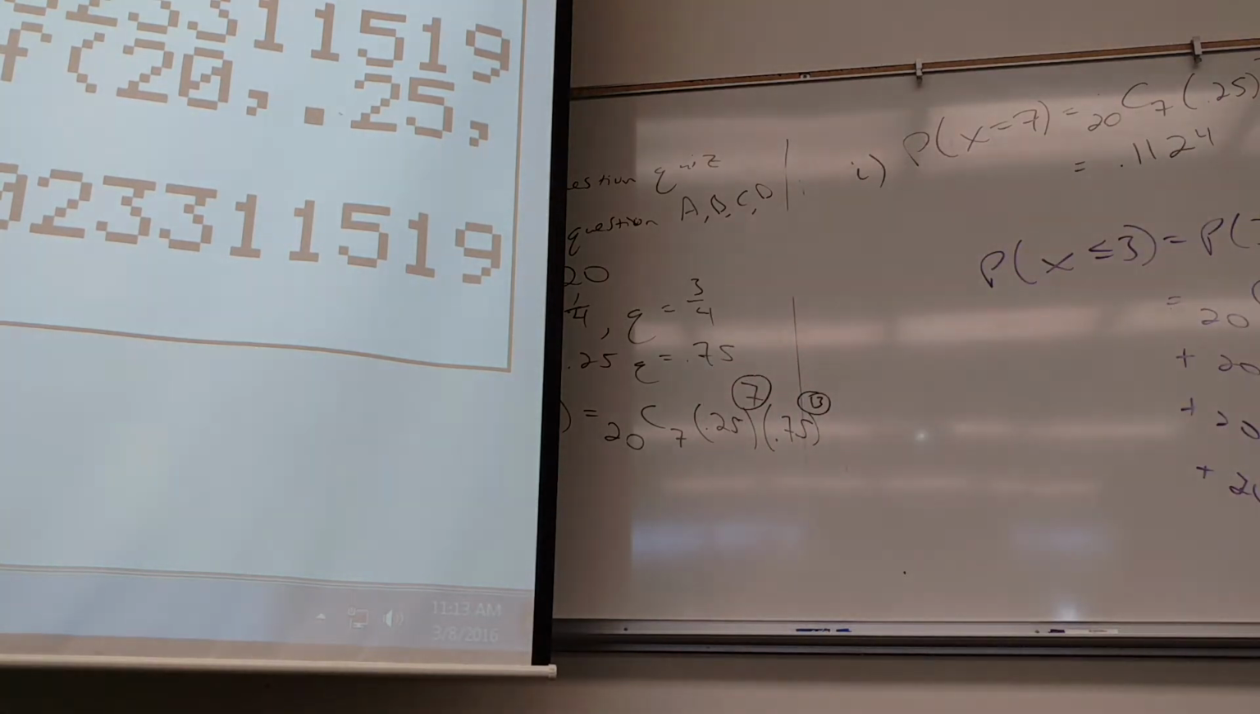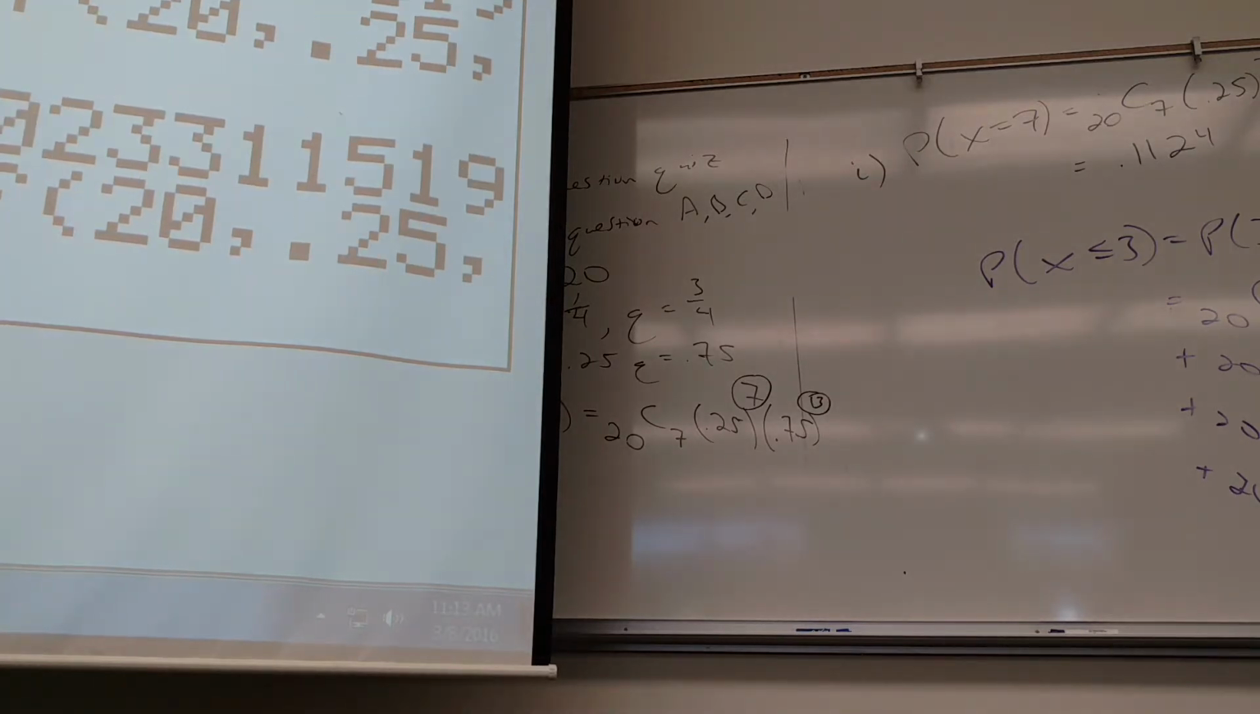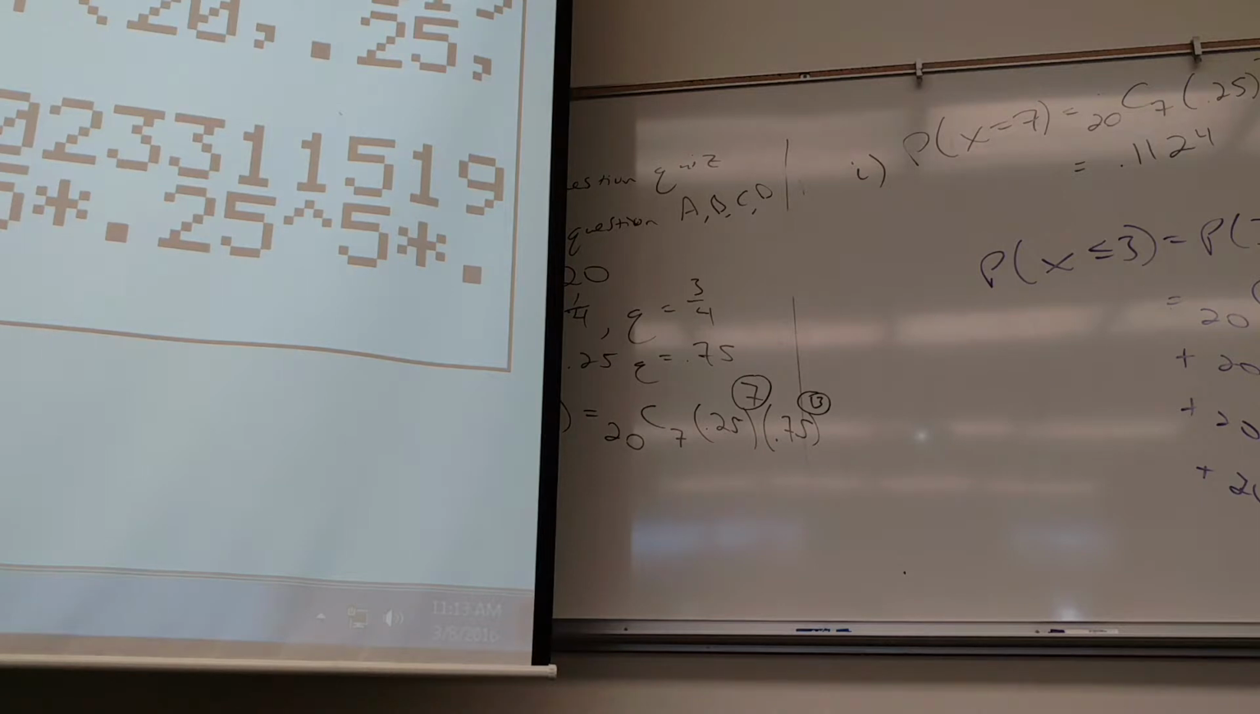So if I just do it directly, here's the nice thing about this: I've already got that in there, so I can just change this to 20 choose 3, 0.25 to the third, 0.75 to the 17, no, not 157.